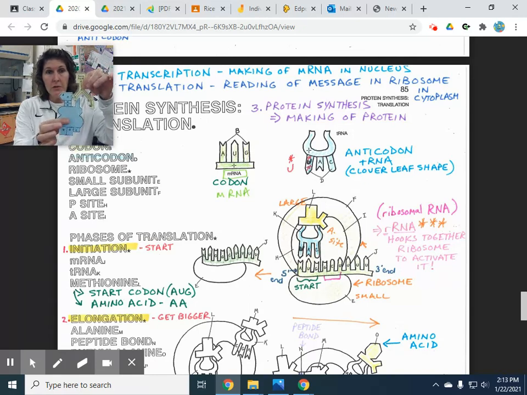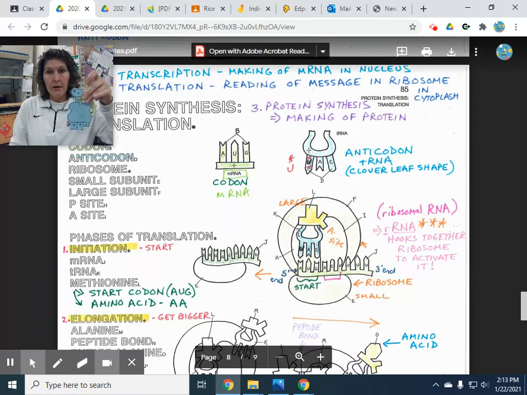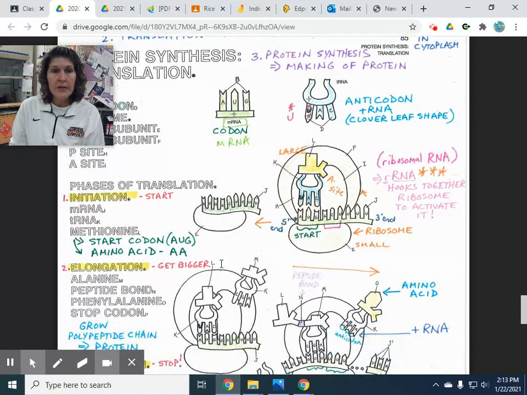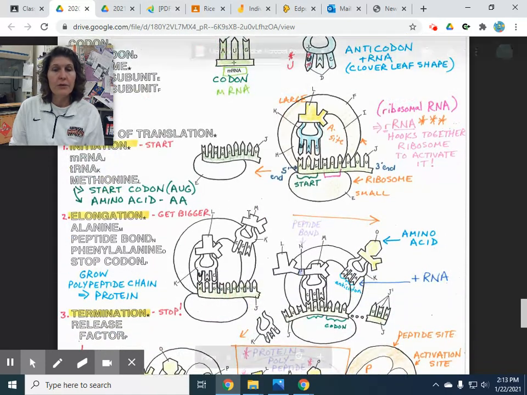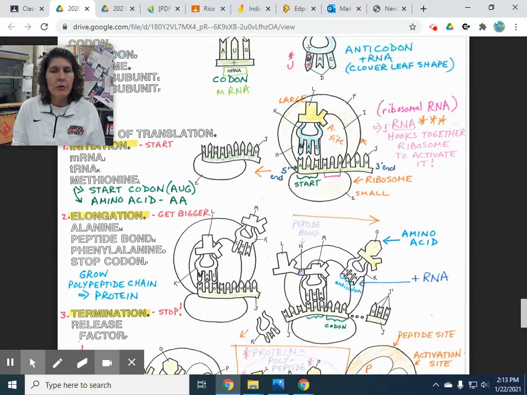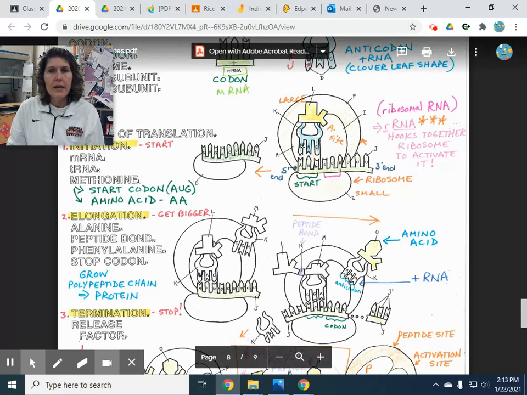Now this is what you are seeing right here, coming down to that messenger RNA. That's elongation. That was initiation, and as we move down, we go to elongation. It just means we're growing the polypeptide chain. We're getting bigger, we're getting longer. Here was my first one right here. That was in my P site.